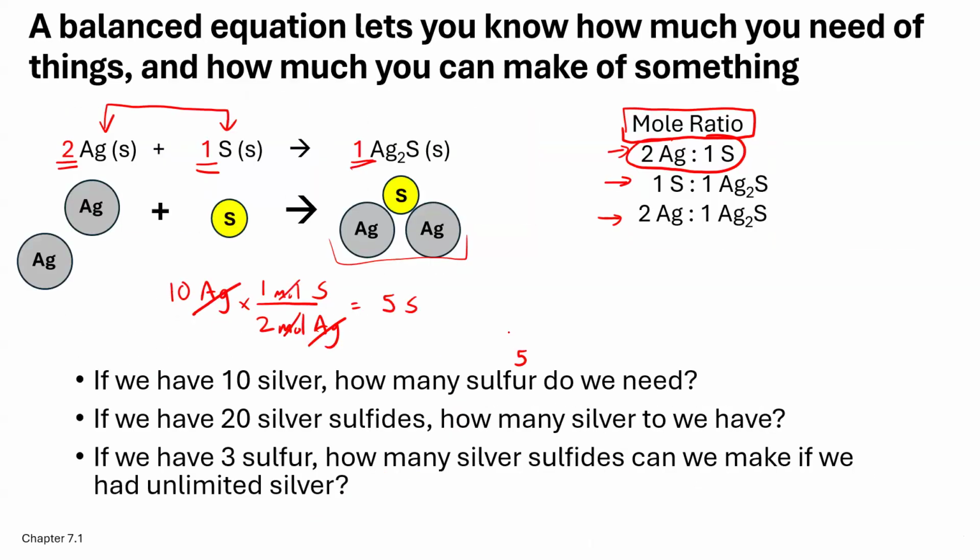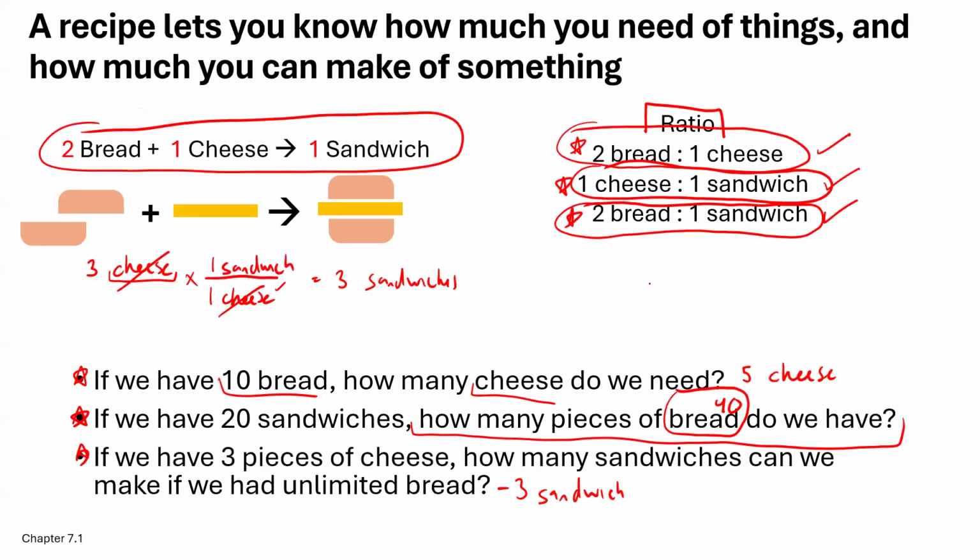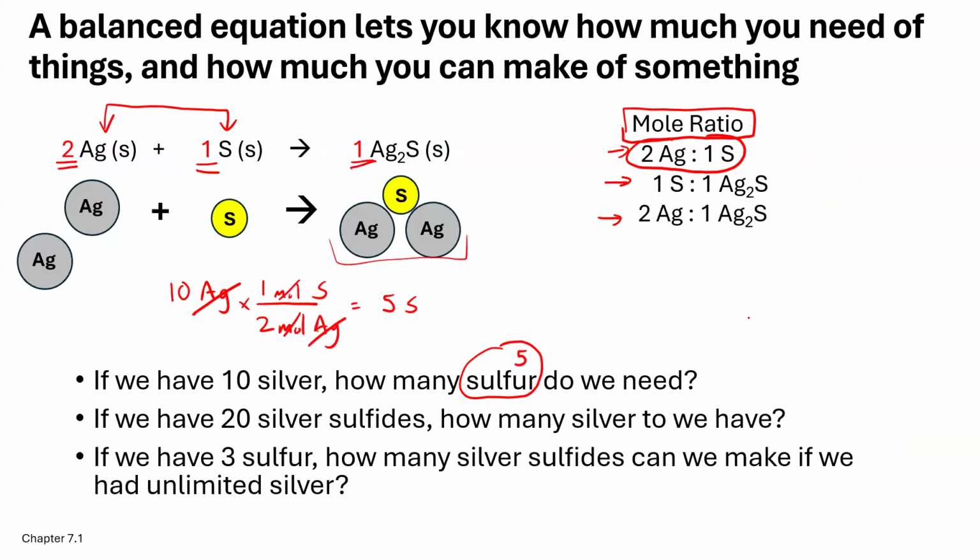Let's look up here. And look, 5 cheese, right? Exactly the same calculation. Let's do another one: 20 silver sulfides. Let me clean this up a little bit. Hopefully that worked.